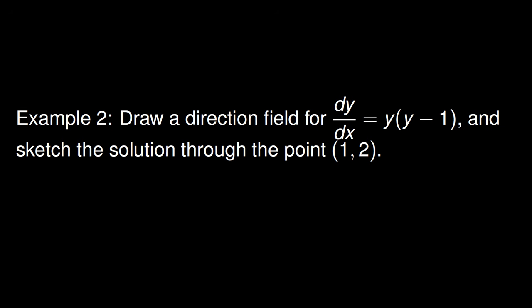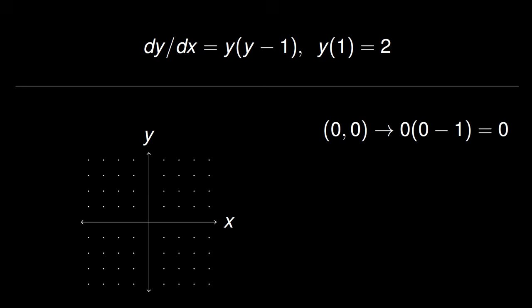So let's look at another example. Let's take this differential equation, dy over dx is equal to y times (1 minus y). We're going to sketch the direction field for it, and then we're also going to sketch the solution through the point (1, 2). I've written the IVP at the very top, and we're just going to start picking some random points. So I'm just going to pick the origin.